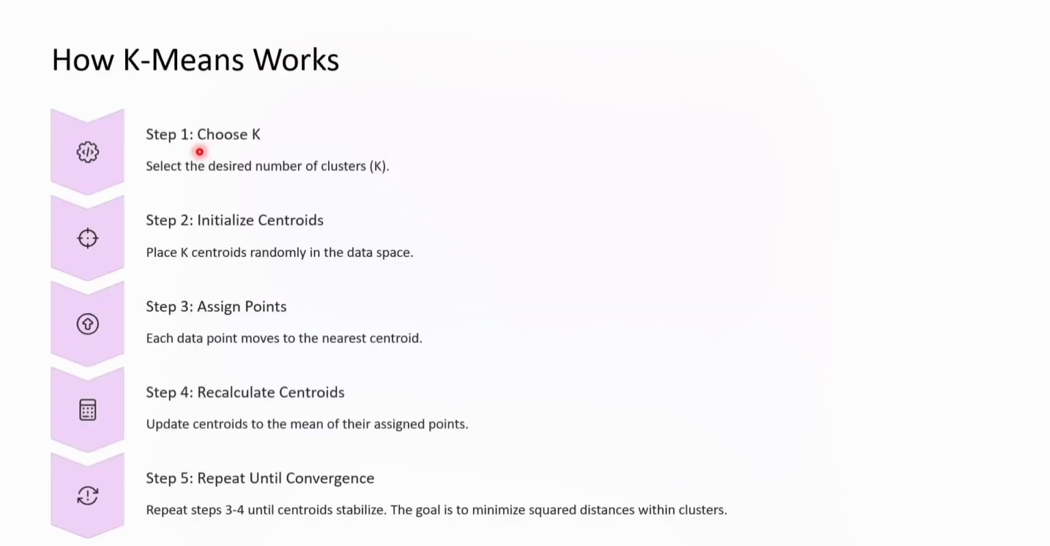Here is a short and simple version of how K-means works. Firstly, we choose a K. It decides how many clusters you want. Second is to initialize the centroids: randomly place K points as starting centroids. Third is to assign points: each data point joins the nearest centroid. Then recalculate the centroids: move each centroid to the average of its cluster. Then repeat steps three and four until the centroids stop changing.